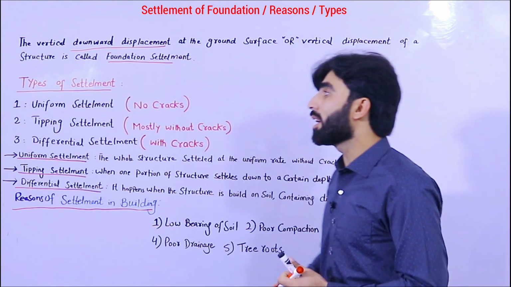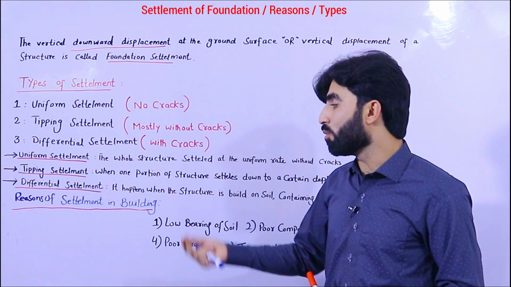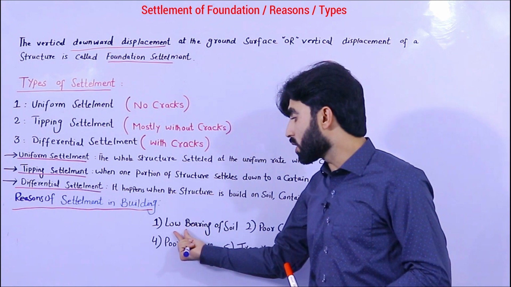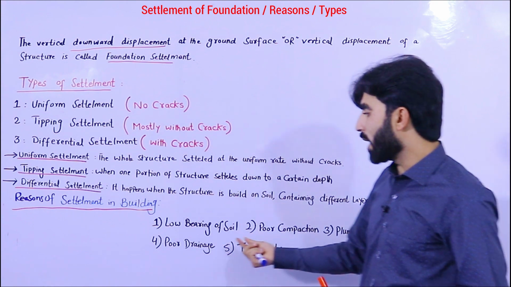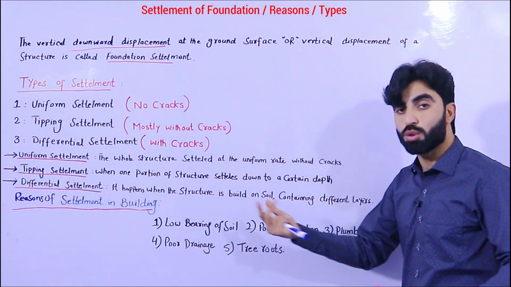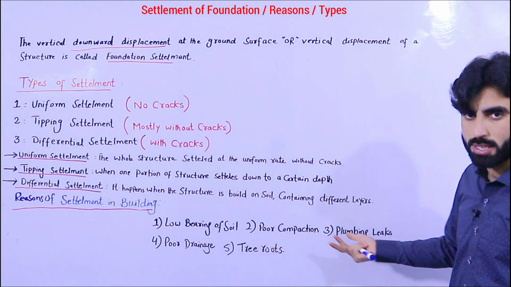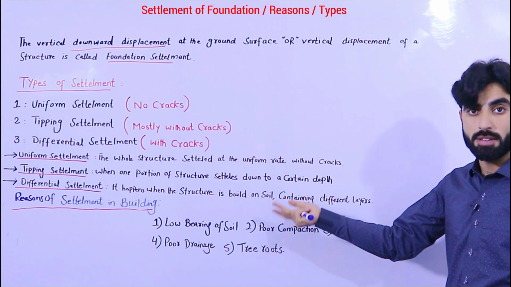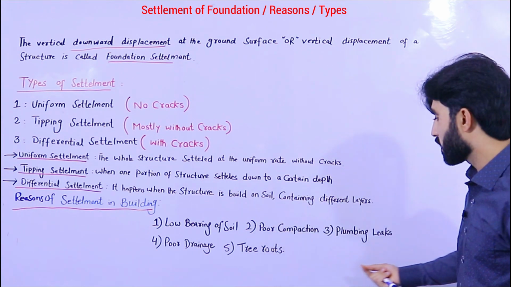So now, guys, what are the types of settlement? These are the reasons, okay. So how will you avoid settlement? Choose a good place where the bearing capacity is maximum, or provide the best foundation. We have different types, so you can avoid it. For poor compaction, compact the soil, then you will not see cracks inside the foundation, because due to settlement you will see cracks in the building.